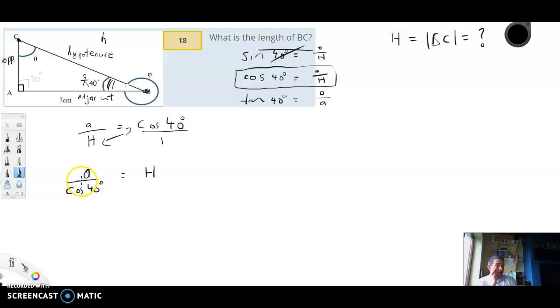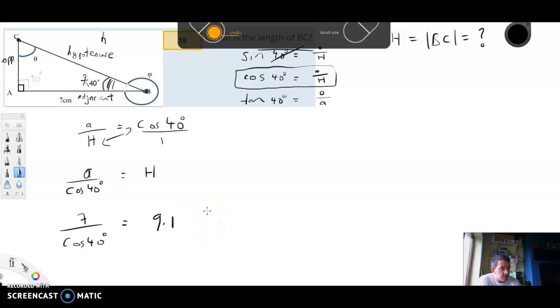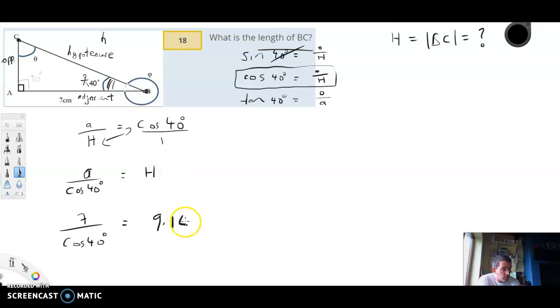Now we know A, the adjacent, is 7 centimeters, so we can write in 7 over cos 40 and figure that one out. What's 7 over cos 40? Use the fraction key in the calculator: 7 over cos 40, close the bracket. And we get 9.137. Now the 7 is high, so if you're going to 2 decimal places, we call that a 4. 9.14 centimeters, accurate to 2 decimal places.